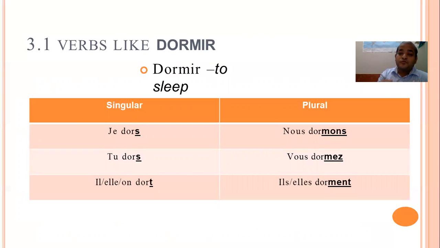Now it becomes nous dormons. That dormir verb, we have removed IR now. The intact part is DORM. And this ONS, EZ, and ENT you have to remember. So je dors, tu dors, il, elle dort, nous dormons, vous dormez, ils dorment, and elles dorment. So this is the pattern that we will follow for the verbs like dormir.